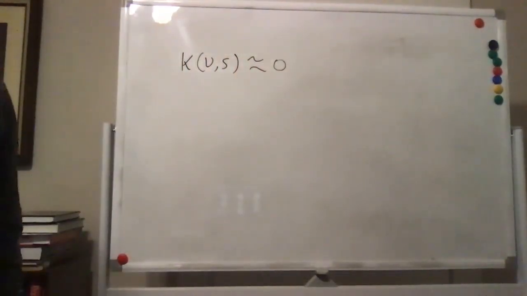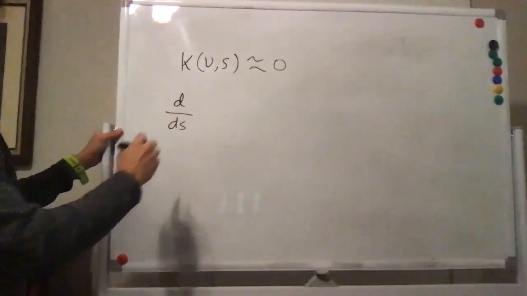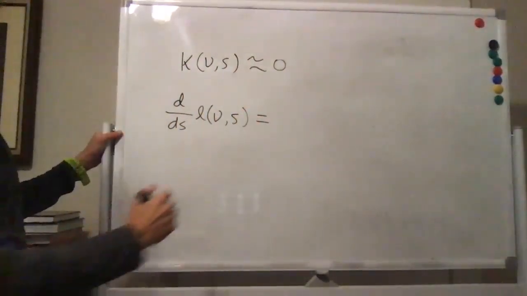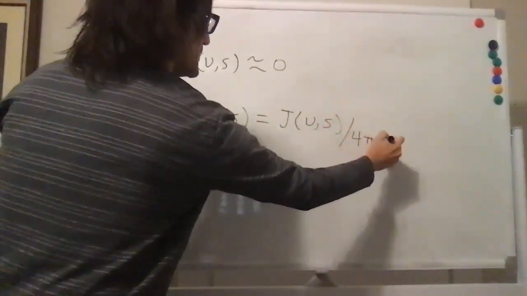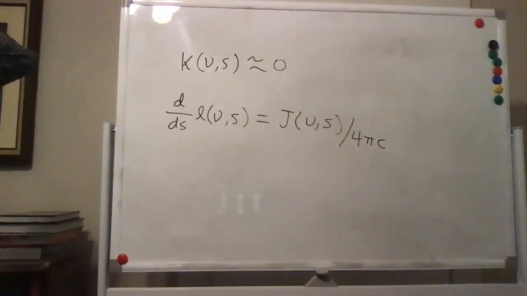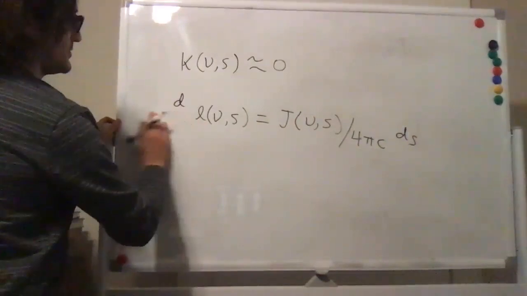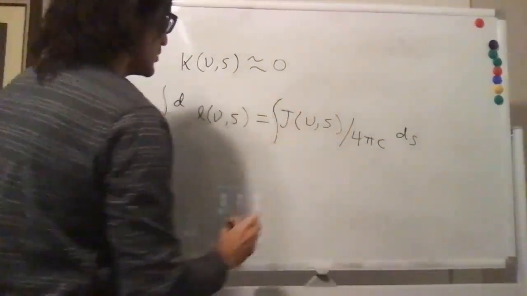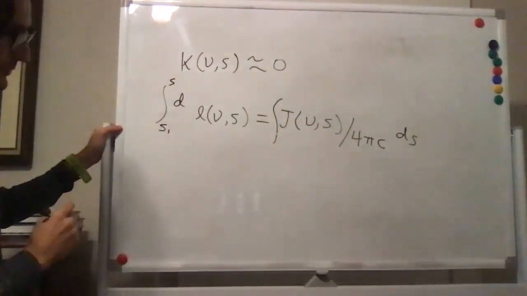If there's almost no absorption, it's very light, then you have this equation. So that one is pretty easy to solve. You can just put the ds over here and we integrate on both sides. This integral is going to be from S1 to S.